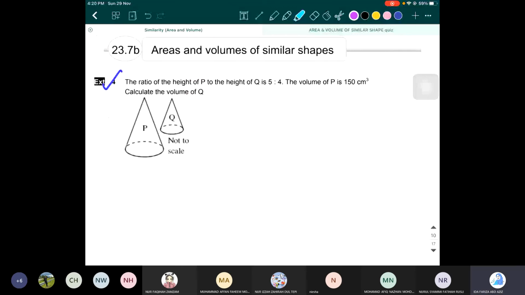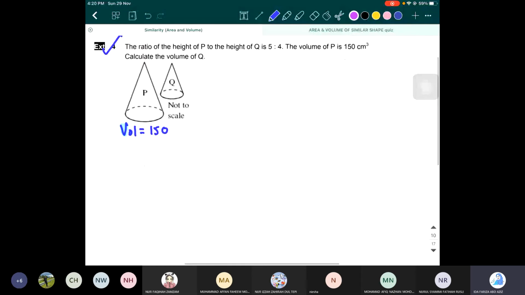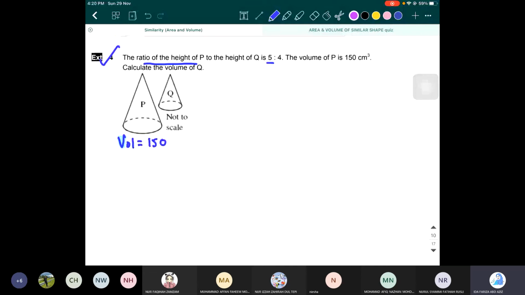Okay, let's look at the cone. The ratio of the height of P to the height of Q is 5 to 4. The volume of P is 150. Okay, saya tulis sini volume yang ni 150. Find volume Q. Volume Q tak tahu. Okay, dia kata ratio of the height is 5 to 4.